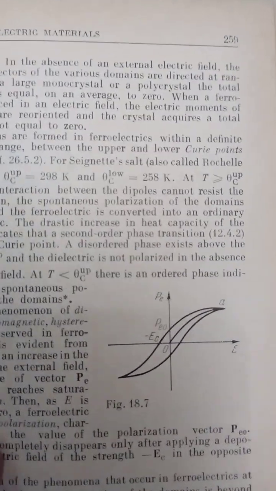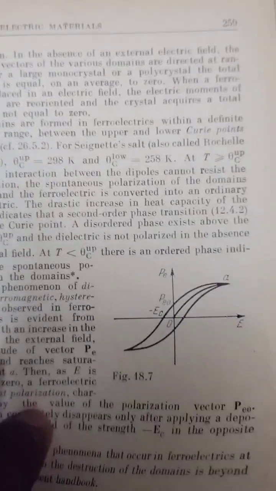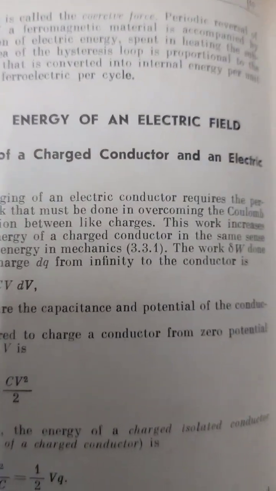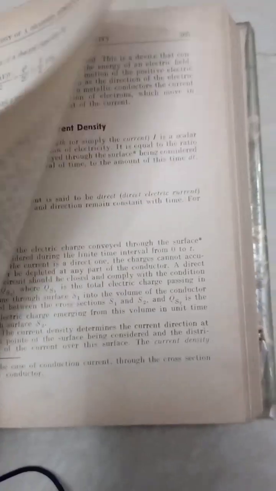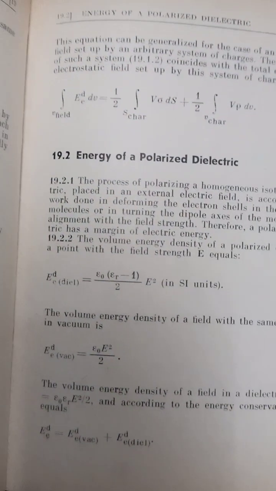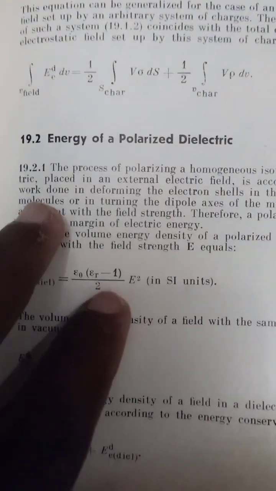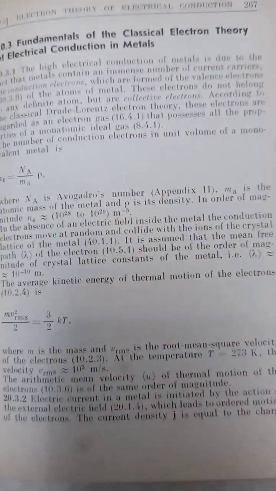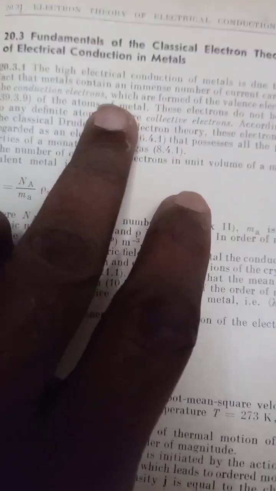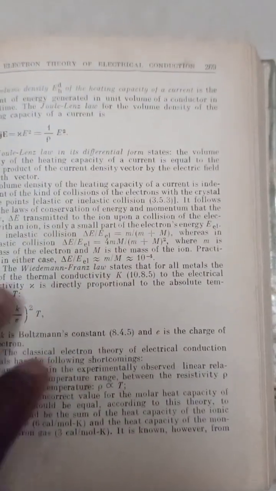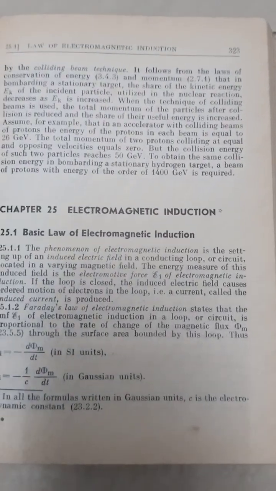A very useful book, very important book, very rare book, and a very strong book which is covering a large number of topics in a compact form, energy in an electric field. But to study this book it requires a high amount of concentration, because you may find the important parts are just hidden in one or two sentences. Energy of polarized dielectric, the fundamentals of classical electron theory of electrical conduction in metal. It is very important for students who are going to major in physics, because it is covering a wide number of topics.